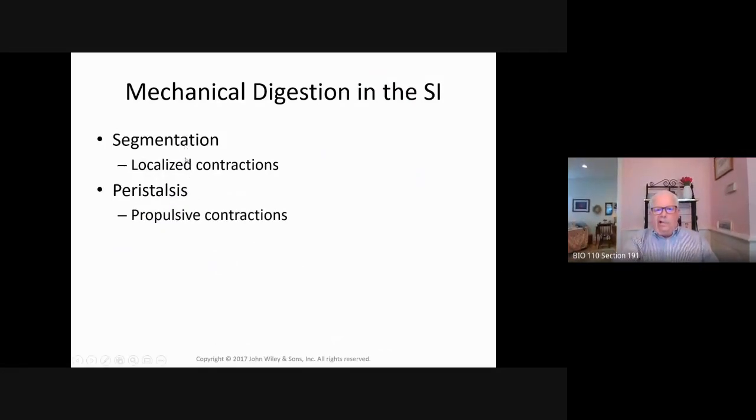So the localized contractions of the GI tract is segmentation. The localized contractions of the stomach are rugae. But the propulsion of chyme in the stomach and in the small intestine and also the large intestine is called peristalsis. That's mechanical digestion.